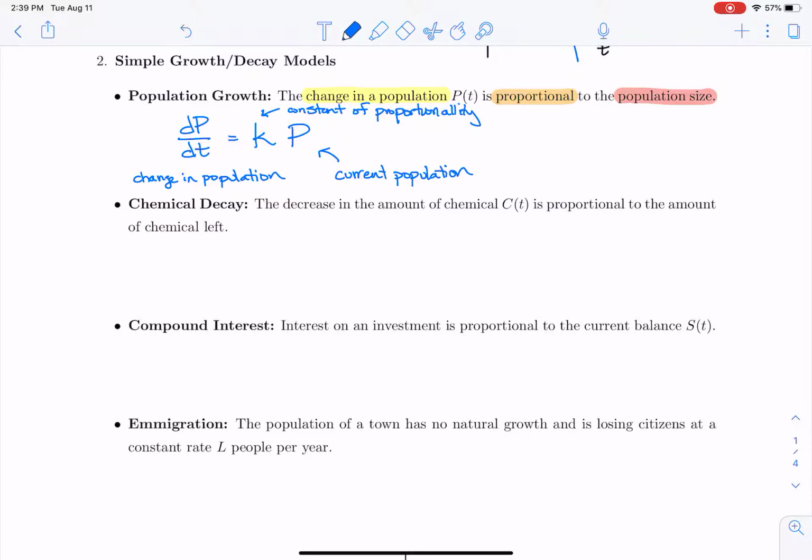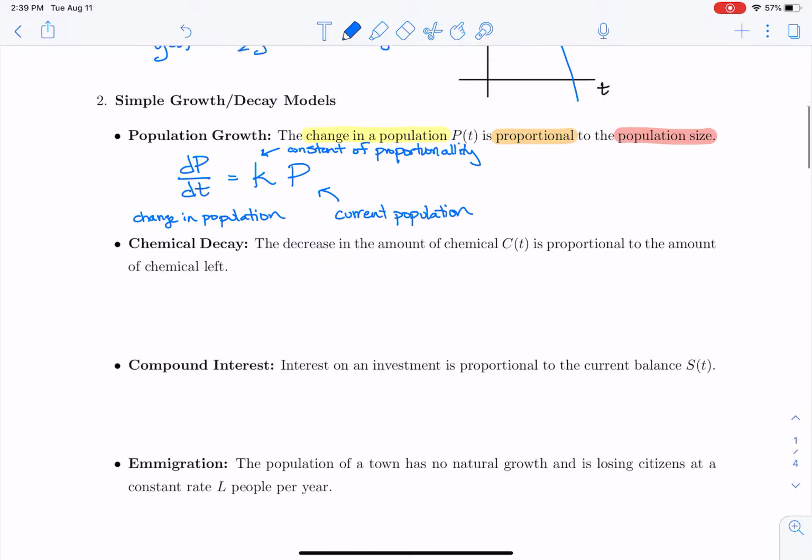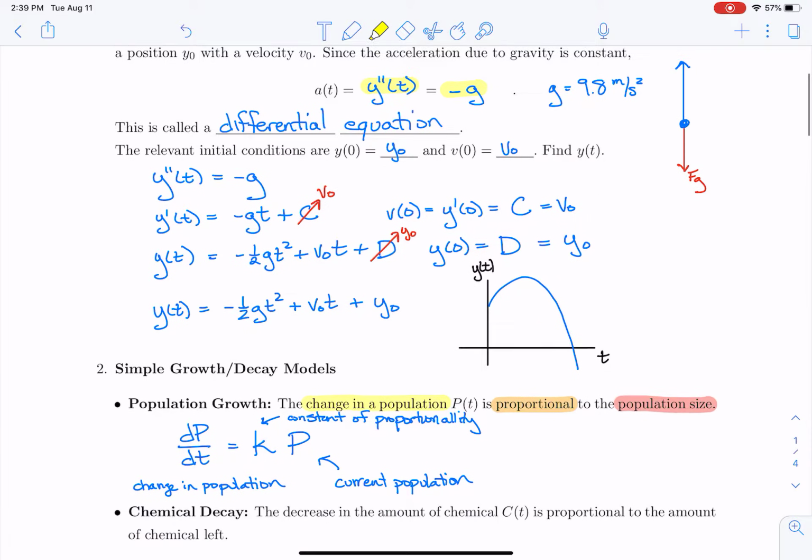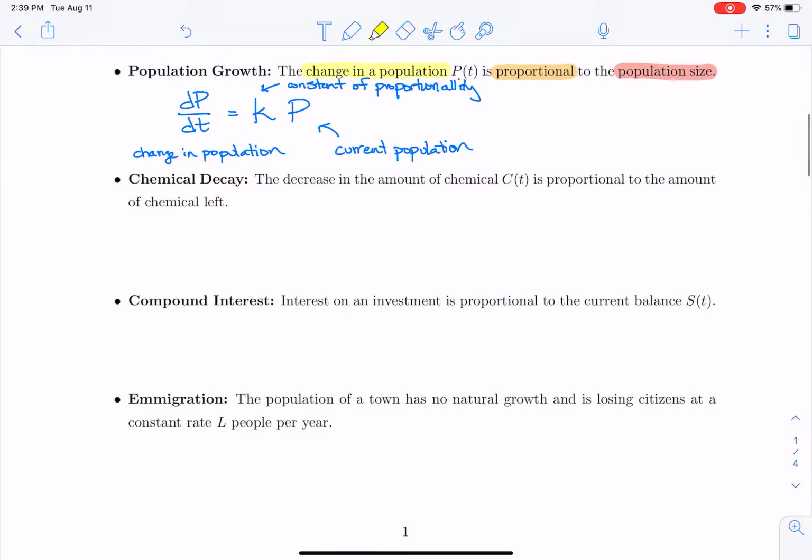And this is actually a very different differential equation than the one that we encountered before. Before, the derivative of y was a constant, or in this sense, a function of t. But now we have that the derivative of P is actually a function of P itself. And so the techniques that we used before to solve this differential equation aren't going to work, because we can't just integrate the right-hand side, because we don't know what P is.